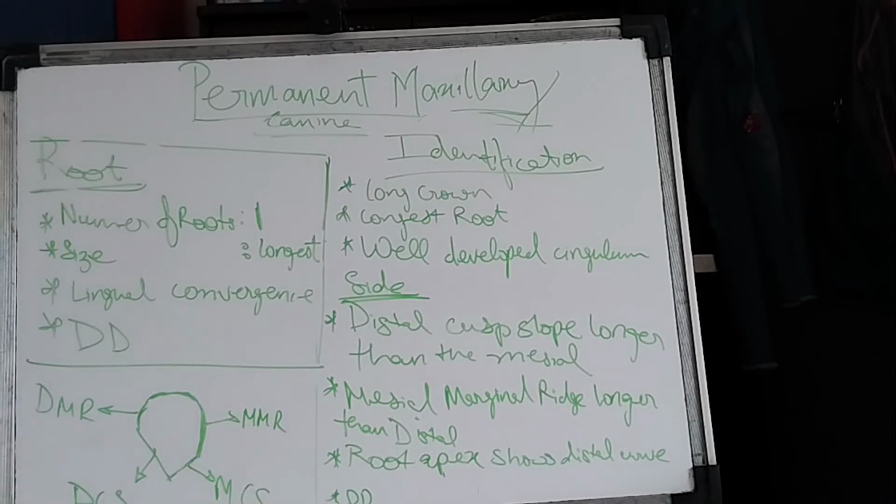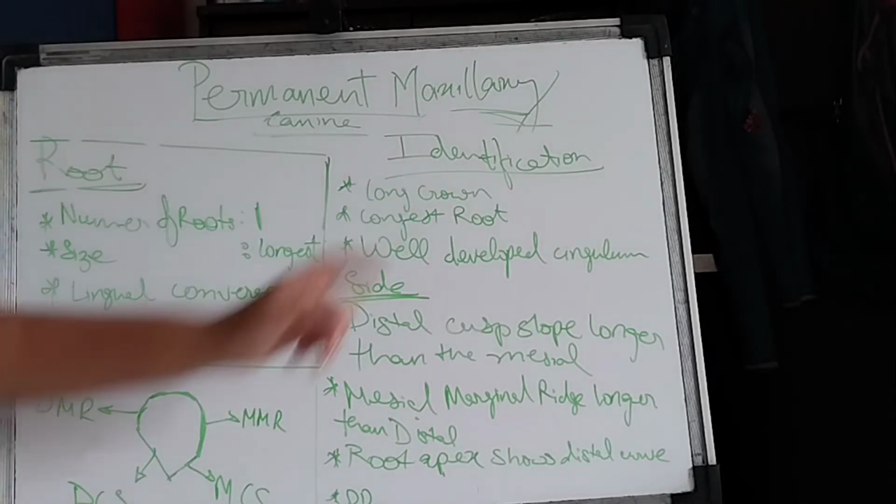Now DDs. What is a DD? The developmental depressions. What is a developmental depression? They are grooves, basically present in the root, and the distal side's developmental depression is deeper than the mesial side's. Here also, in the identification features, it's the same: the distal side's developmental depression is deeper than the mesial's.